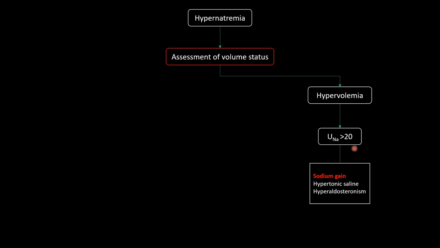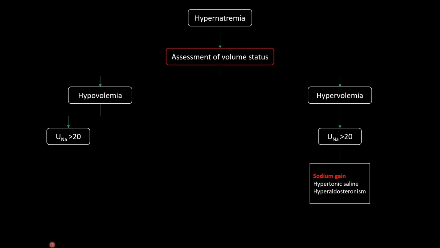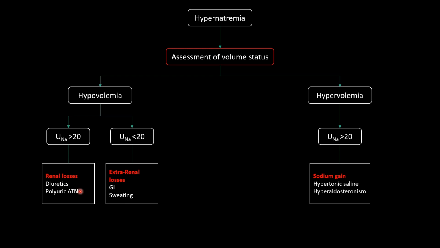On the other hand, if the patient is having hypovolemia, that means water is getting lost from the body. As there is water deficit, the remaining sodium is getting concentrated, and as a result there is hypernatremia. So this is actually simple. Increased water loss can be from the renal site or from the extrarenal site, and obviously we can differentiate between those two by doing the urinary sodium. If the urinary sodium is more than 20, that means the sodium loss is from the renal site only. That means renal losses like diuretics or the polyuric phase of acute tubular necrosis.